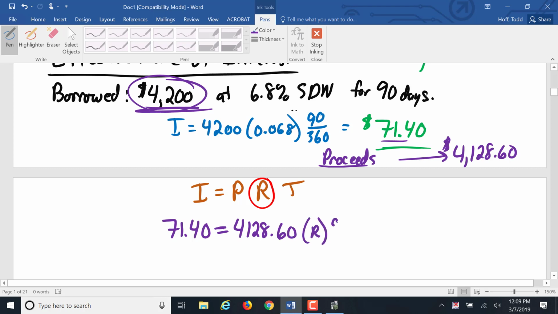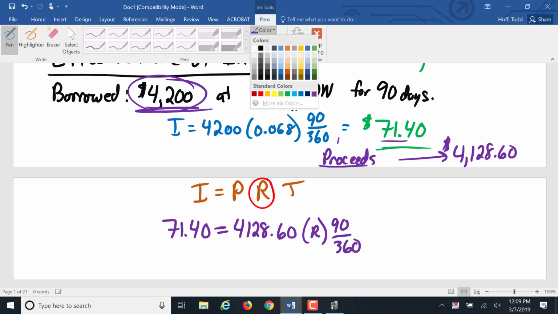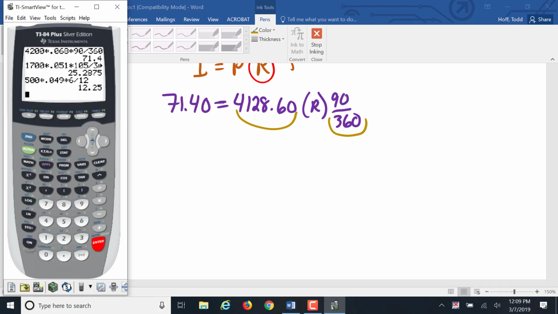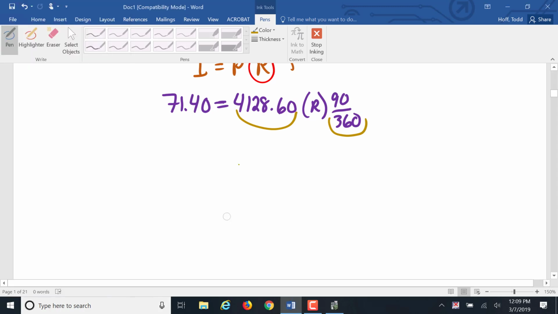Now the rate is what we're looking for, and our time is still 90 days, 90 out of 360. So the first step I have to do here in calculating is I have to combine the $4,128.60 with the 90 over 360, giving us $1,032.15. Now we'll solve our equation here by dividing by the $1,032.15.